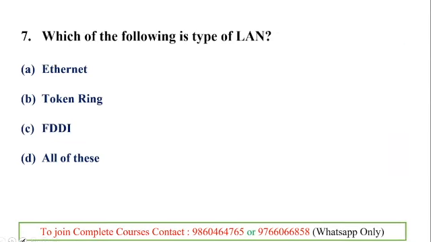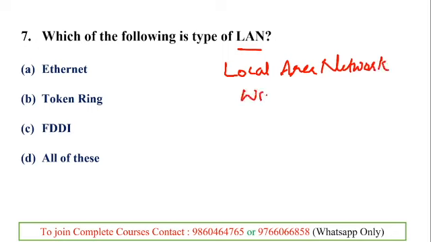And the next one, which of the following is a type of LAN? So the LAN full form is local area network, one of the networks, and the other is WAN, that is wide area network, and MAN, metropolitan area network. So here Ethernet, token ring, FDDI, and all of this are given. So we want to select the right answer, that is a type of LAN.